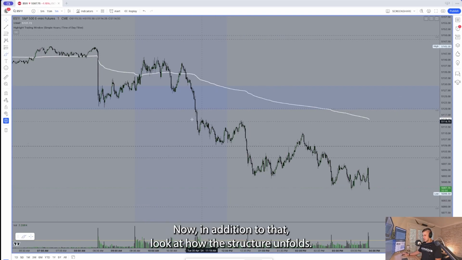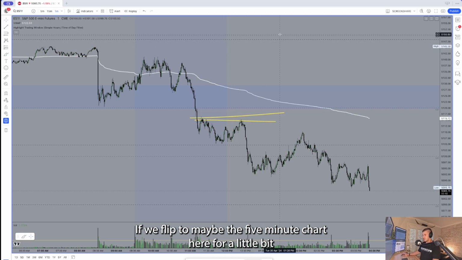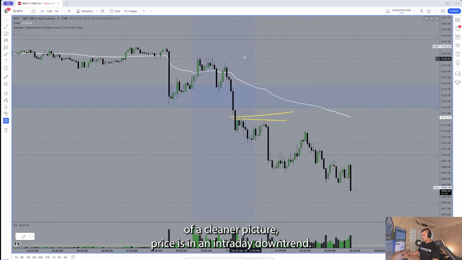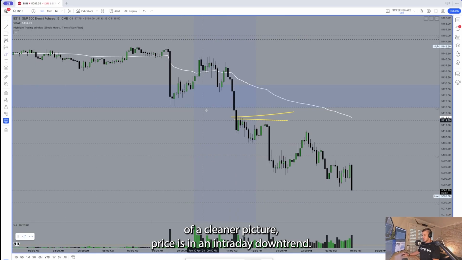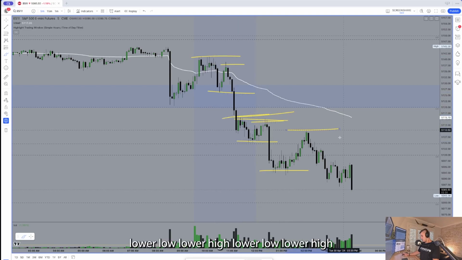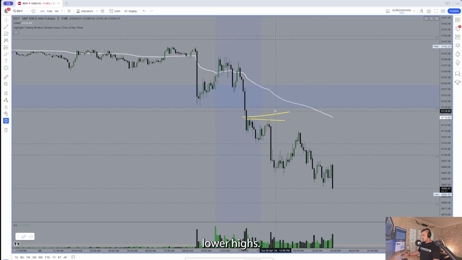Now, in addition to that, look at how the structure unfolds, right? If we flip to maybe the 5-minute chart here for a little bit of a cleaner picture, price is in an intraday downtrend. So you've got the highs that are marked here: lower high, lower low, lower high, lower low, lower high, lower low, lower high. Right? You don't see price ever taking out any of the previous lower highs.